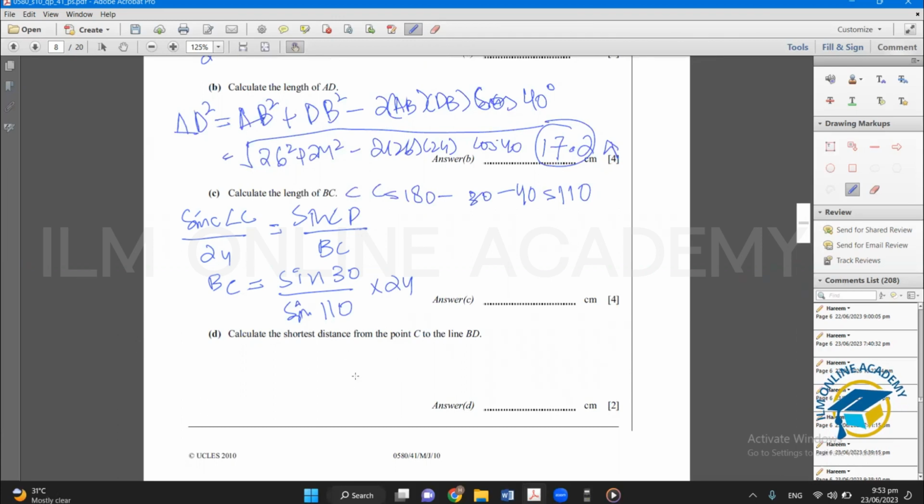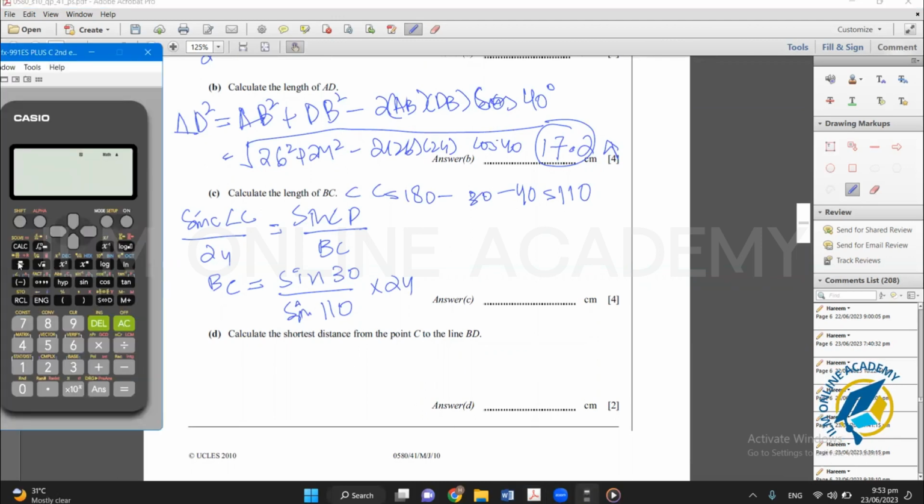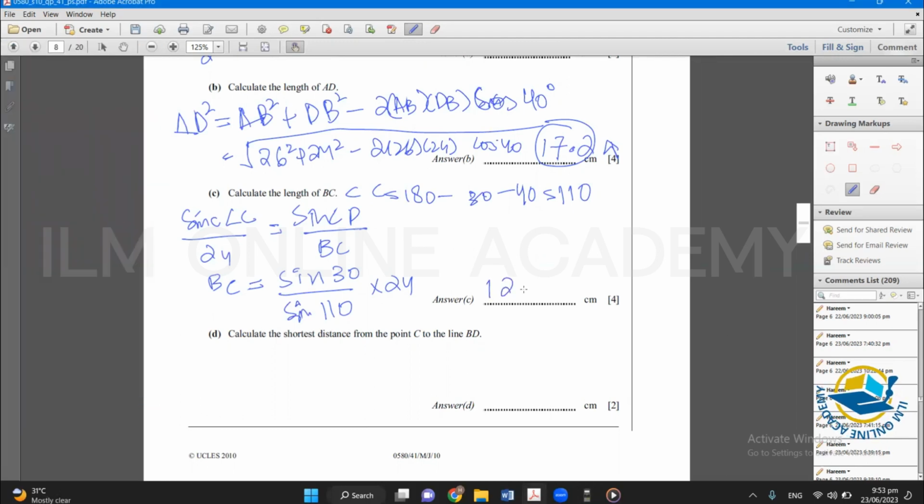Okay, now putting all the values in the calculator. Let's see what we got. Sine 30, and then sine 110, multiplied by 24, and the answer is 12.77. Okay. Now the part D.